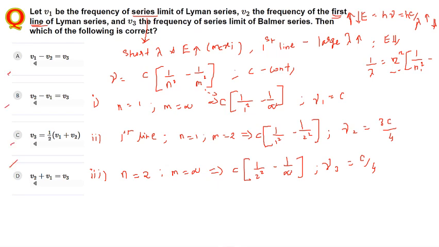Now substitute here, nu 1 minus nu 2, for the first option A. The nu 1 value is c, minus the nu 2 value, 3c divided by 4. So what you are going to have is 4c minus 3c divided by 4, which is c by 4. So the answer in this case is the first one.